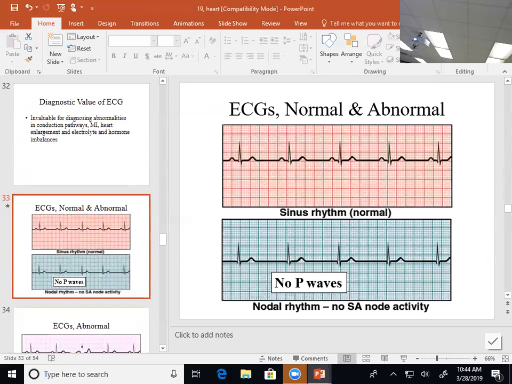So when we look at a normal one, even all of us at this point would see, okay, I like this one, but something's wrong right here. Something looks obviously wrong right here. And what is wrong is there are no P waves. Now this isn't exactly true. It's just that it's not picking up.